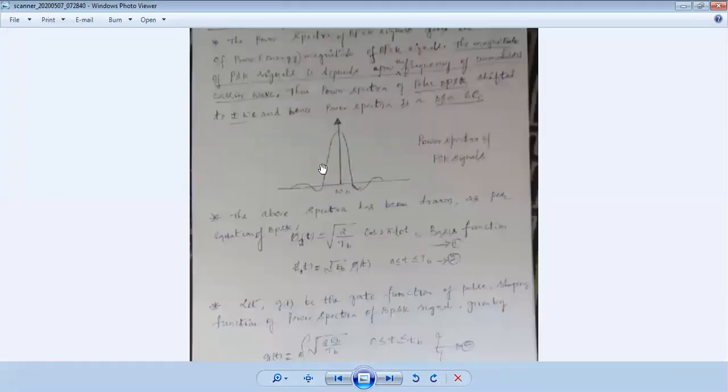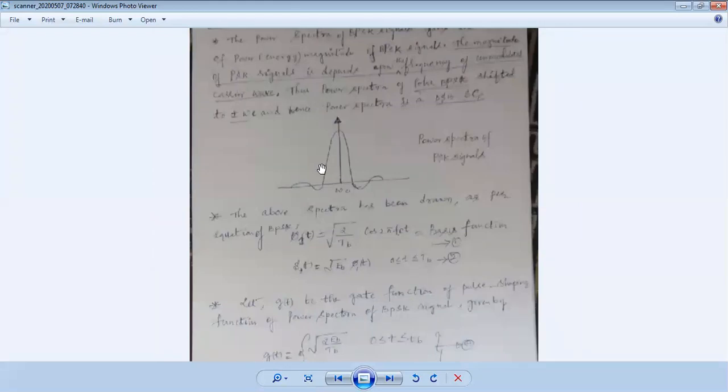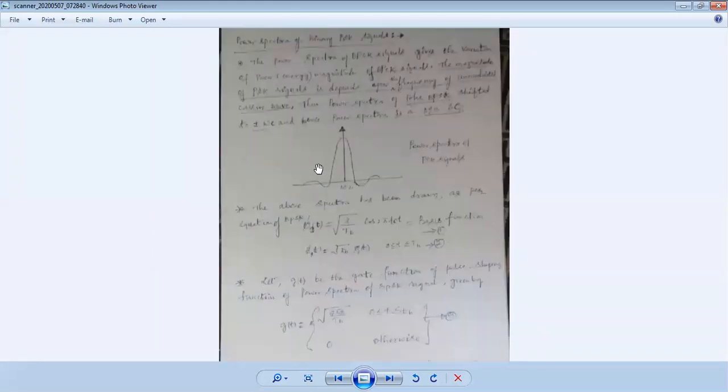Q is equal to 2B by N naught. Okay, so now let's come back to power spectral density. Look back at the power spectral density of the PSK. The power spectral density of the PSK gives the variation of power with respect to frequency omega.